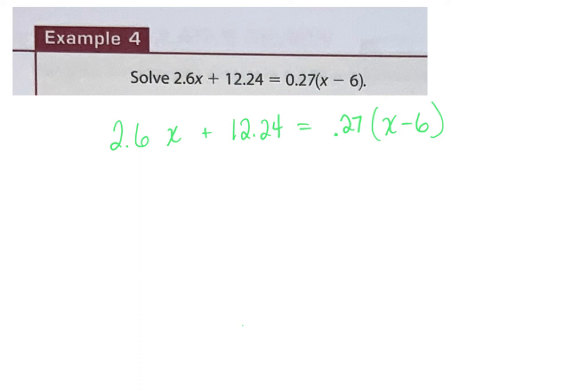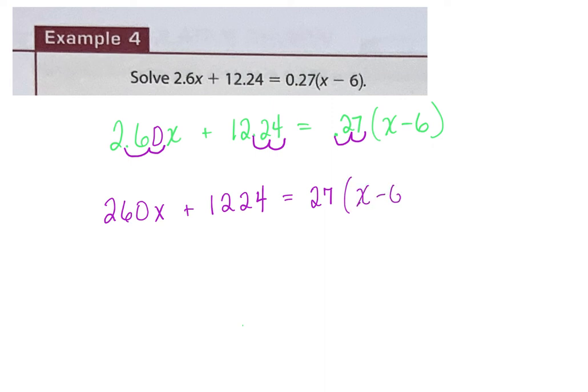All right, so I'm going to move every single one of these over 2 decimal places. I take this 2.6 and move it over 2 decimal places. What happens when I have a gap there? I put a 0, so that becomes 260x. And then plus, I move this one over 2 decimal places, and that becomes 1,224. Then I move this over 2 decimal places, and that becomes 27x minus 6.